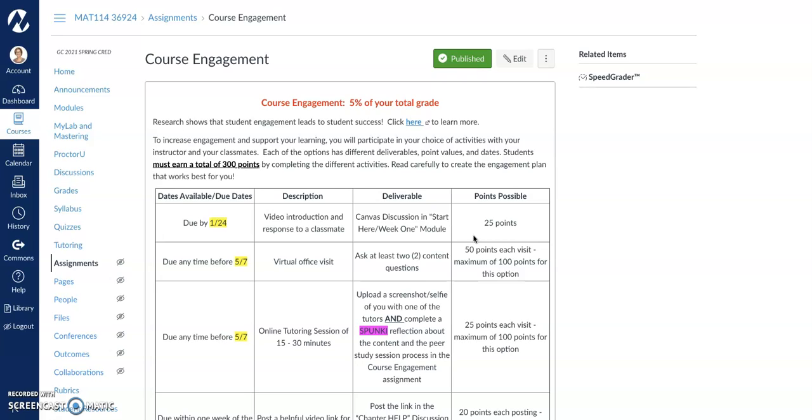Let's say that they came to my midterm study session and they earned 100 points. So now they have 125 points out of 300 in that category. And in the notes, I'll have the 25 points for their video introduction and the 100 points for the midterm study session. That way I can keep track of what the points are worth, what they've already done, and the students can see that that's why they have 125 out of 300.